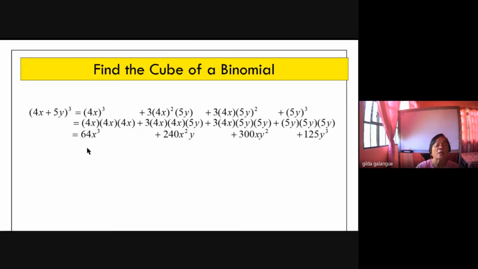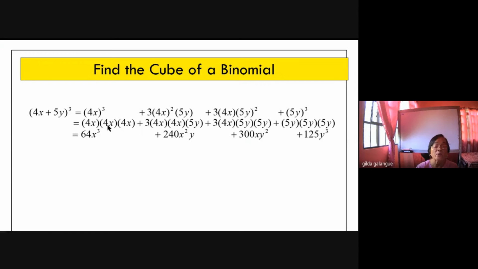So we are in the next number, (4x plus 5y) cubed. Again, we cube the first term. Our first term is 4x, (4x) cubed. 3 times the square of the first term times the second term. 3 times the first term times the square of the second term. Then we cube the second term. So we need to write 4x 3 times. For 3 times 4x, we need to write 4x 2 times. Here we need to write 5y 2 times, and we need to write 5y 3 times.